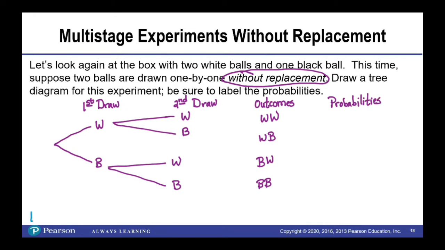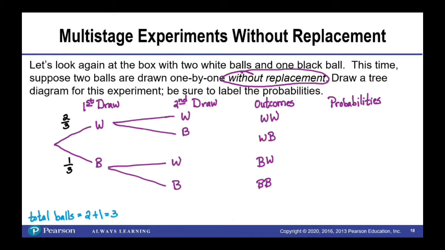First, I need to know how many total balls there are. 2 white plus 1 black gives a total of 3 balls. So for our probability of drawing a white, there are 2 whites out of 3 total balls. That would give us a probability of 2/3. There is 1 black ball out of 3 total balls, which gives us a probability of 1/3.